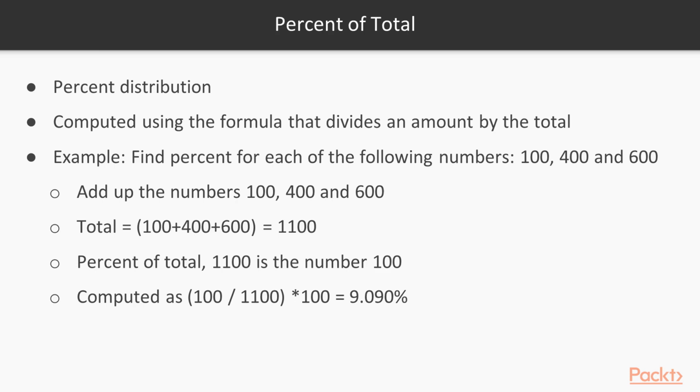Then find out what percent of total 1100 is the number 100. This can be computed as 100 divided by 1100 and the result multiplied with 100 to give you the percentage, which in our example is 9.090%. Let us look at a demo for performing percent of total table calculation.